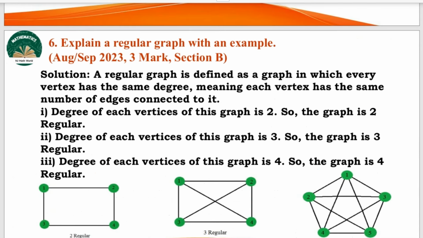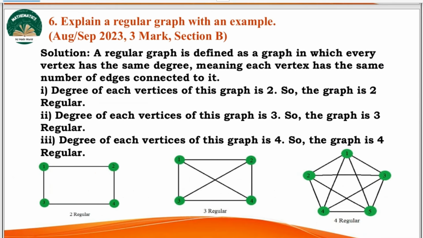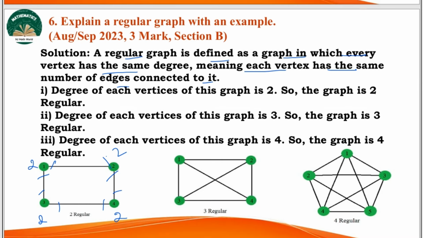Explain the regular graph with an example. What is a regular graph? A regular graph is defined as a graph in which every vertex has the same degree, meaning each vertex has the same number of edges connected to it. So if I take this graph, here you have degree 2, here also it is 2, this is also 2, and this is also 2. So all the vertices have the same degree, therefore it is called a regular graph, 2-regular.